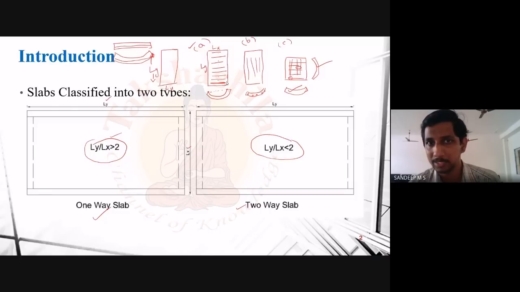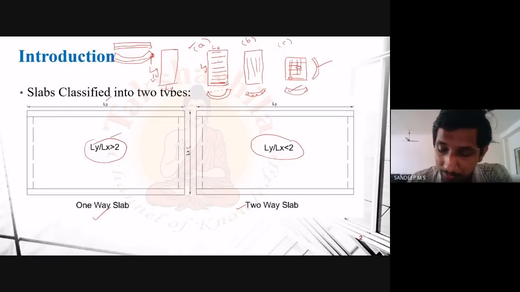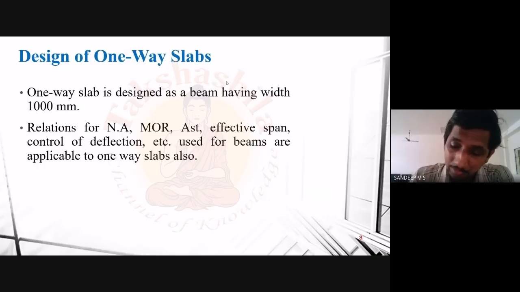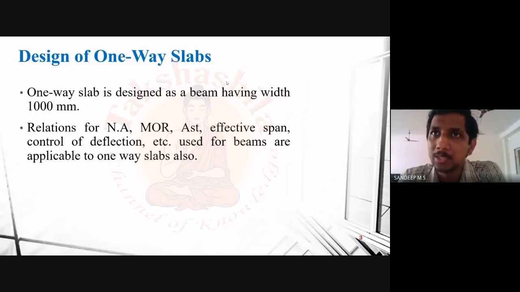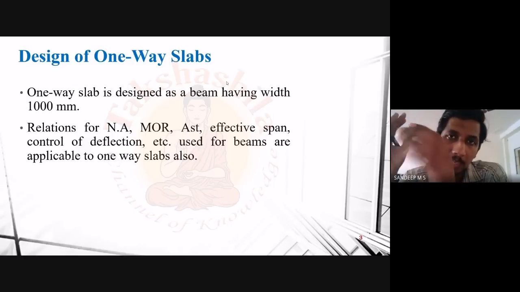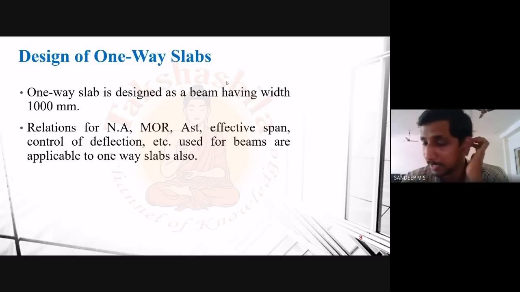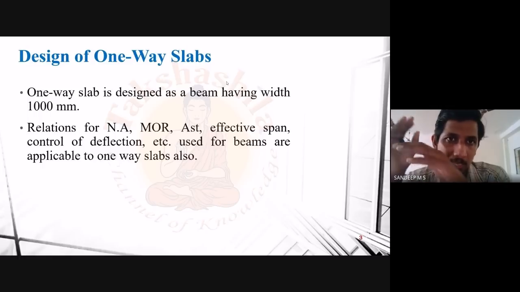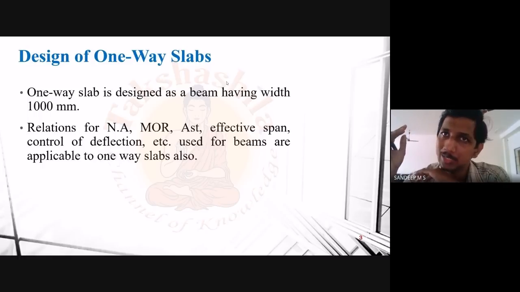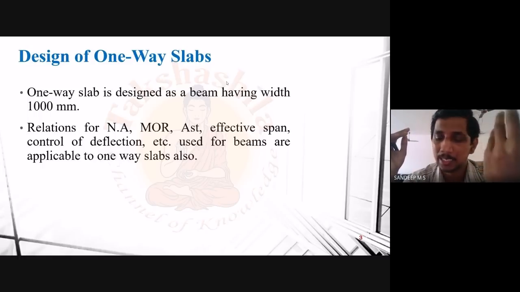How we classify the slabs and what is the significance of this Ly by Lx ratio? Any doubts in this for anyone? It's clear. Okay, so let's proceed further. When you design a slab, your first step is to ensure or understand whether the bending will be along one direction or two directions. By that I mean you have to classify the slab into one-way slab or two-way slab. Then you have to design it accordingly.